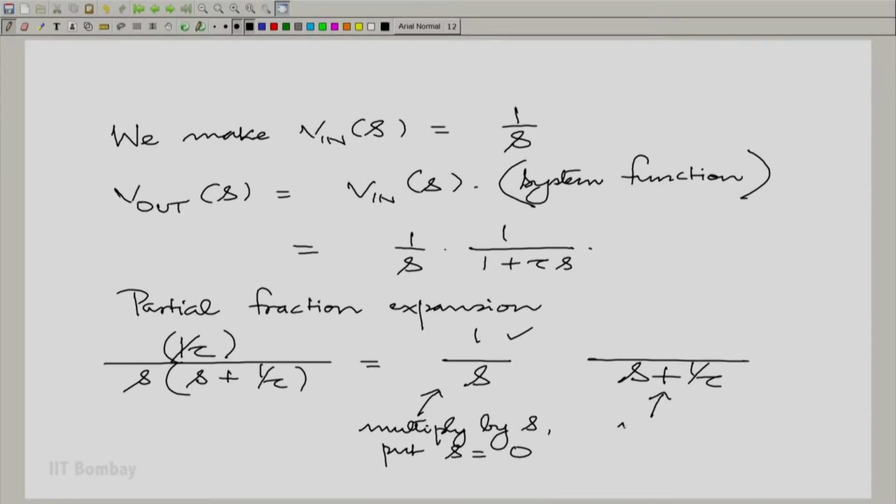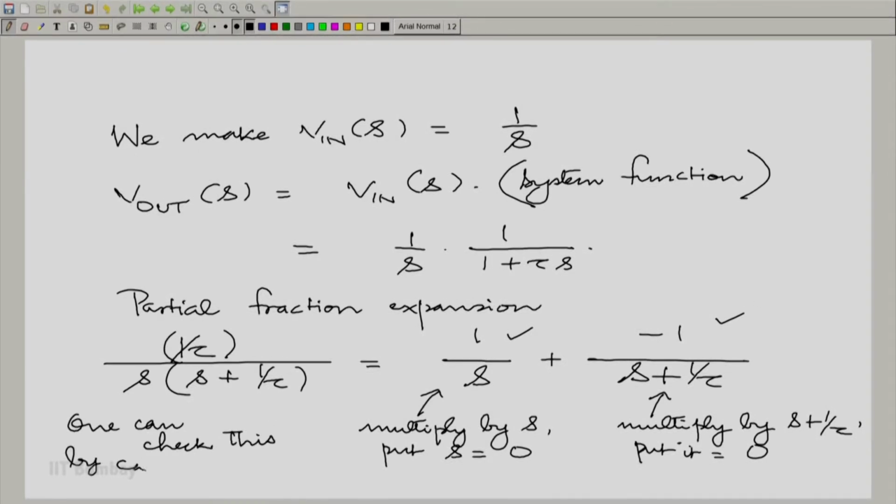And to get this, we multiply by s plus 1 by tau and put s equal to 0, and that gives you minus 1. And you can of course verify that the right hand side indeed sums to the left hand side. That is not very difficult to do.